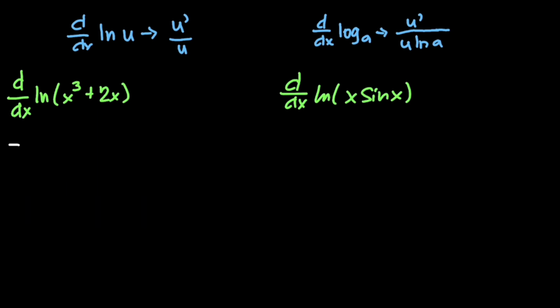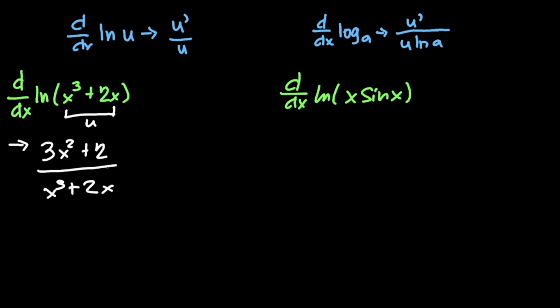The derivative of natural log of x cubed plus 2x. Firstly, let x cubed plus 2x here be u. So u prime here would be 3x squared plus 2 over u, which is x cubed plus 2x. This will be the final answer.